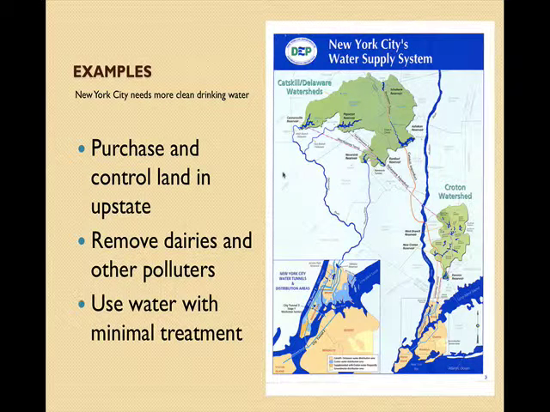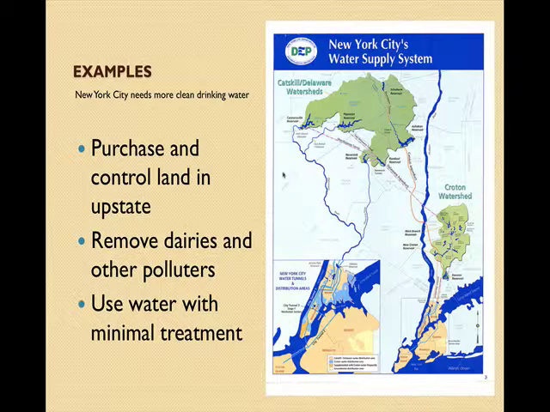Another one is New York City needs more clean drinking water. And instead of building more water treatment plants for the city, they purchased and controlled land upstate. They already had some control over it. And they removed dairies and other polluters because a lot of dairies weren't being operated very efficiently, and there was a lot of cow manure residue going into the streams and then the rivers. So they could have more water with minimal treatment.